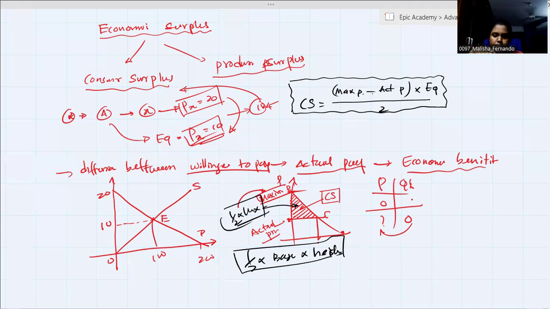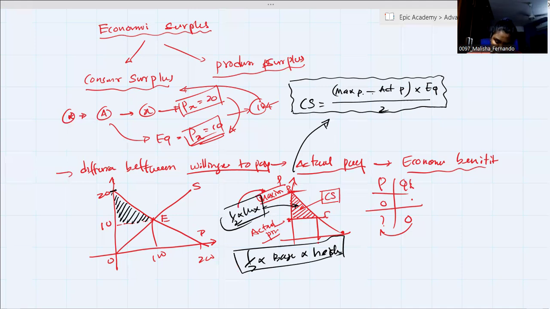You can use it. No problem. Otherwise, you can use this one. Similar calculation. Okay, I will calculate the consumer surplus for this example.